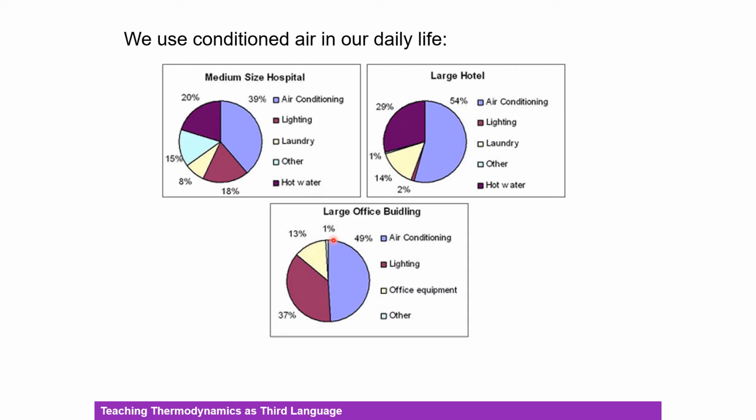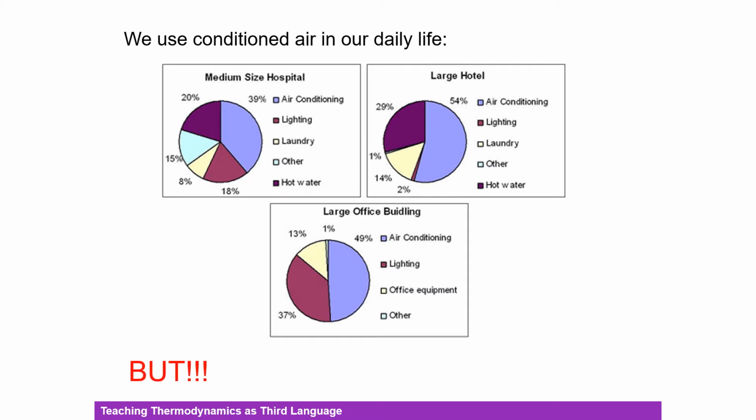So like it or not, air conditioning plays a very important role in our daily life. Whether you go to a hospital, whether you are in a hotel, whether you are in an office building, and even if you are in an institution like UITM, you need air conditioning badly. So we depend a lot on air conditioning to achieve our human comfort.